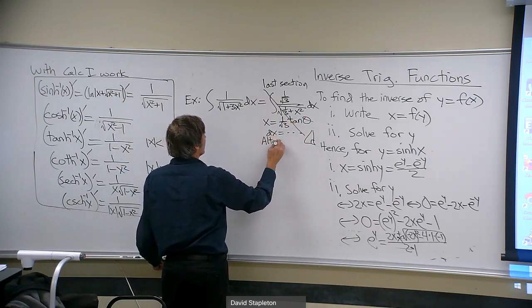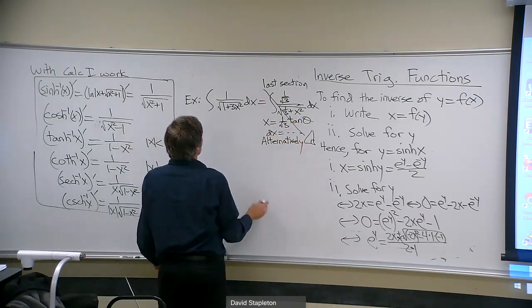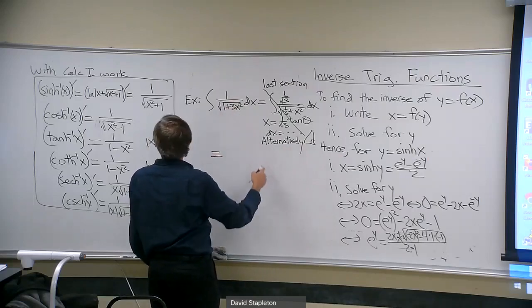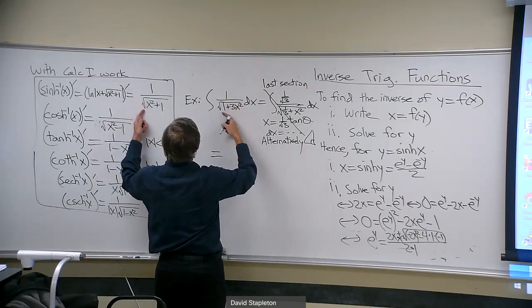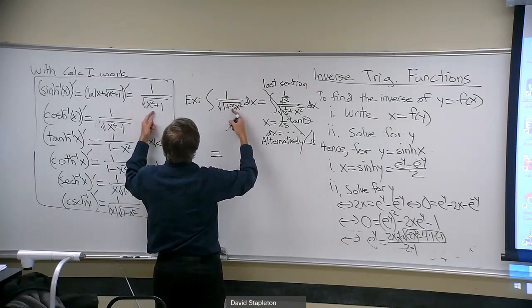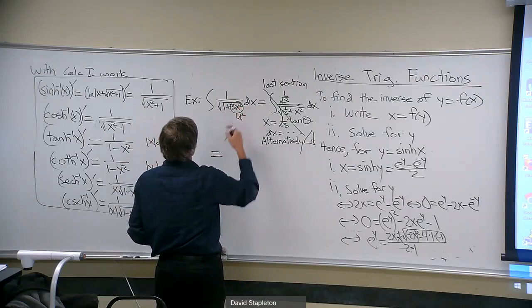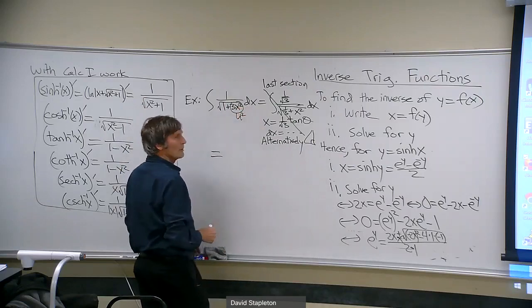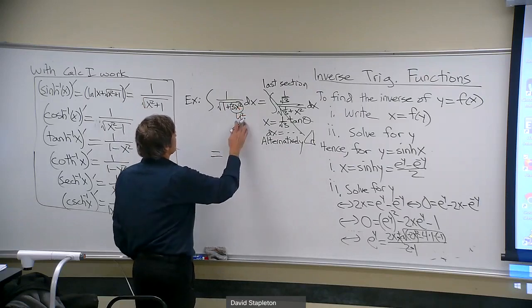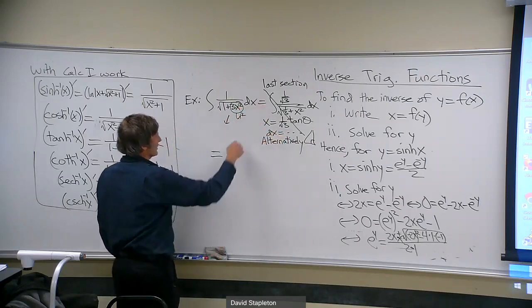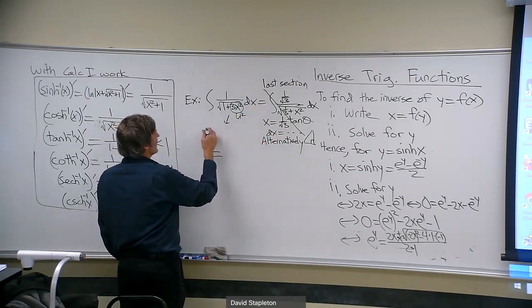Alternatively, we could say this. Let's rewrite this. It looks almost like the one I just had, 1 over square root u squared plus 1. If only this, instead of being 3x squared, was u squared integrated with respect to u. Well, why can't I make it so with a substitution? Instead of doing this and using the trig substitution, I'm going to let u squared equal 3x squared.